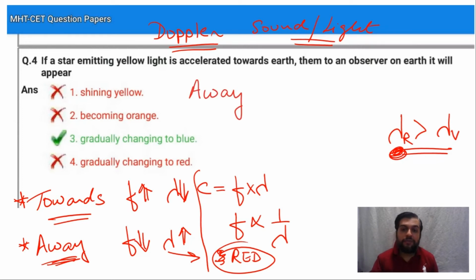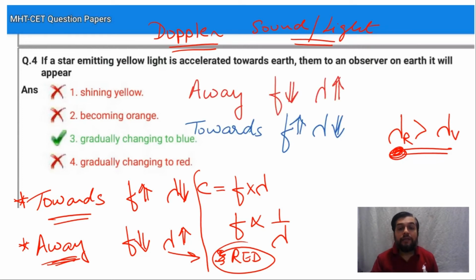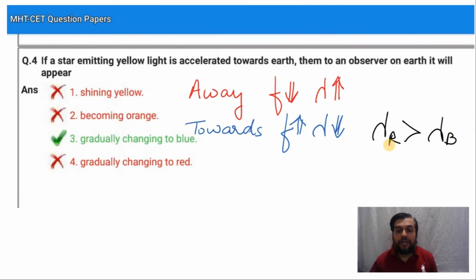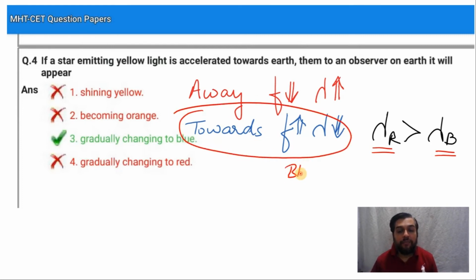Same way, now in this situation, the star emitting the yellow light is moving towards the earth. When it is moving towards, the frequency will increase or the wavelength will decrease. Now wavelength will decrease means wavelength will be moving towards the blue light, right? As I told you, red light wavelength is larger than the blue light wavelength. Whenever they are moving towards, the wavelength tends towards blue light, and this kind of an effect is nothing but called the blue shift.